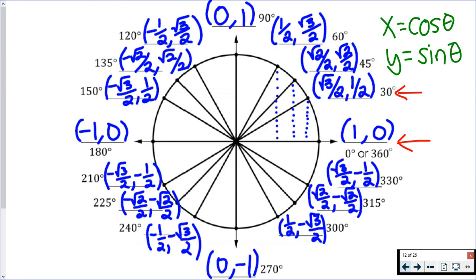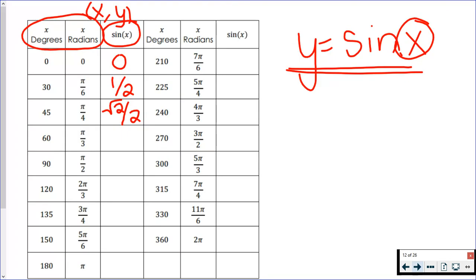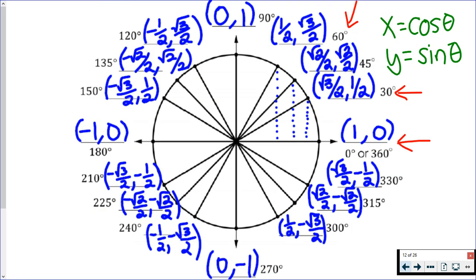Next angle would be 60 degrees. Sine of 60 degrees would be square root of 3 over 2. Up at the top would be 90 degrees. Sine of 90 degrees is 1. That's the y value of the coordinate.